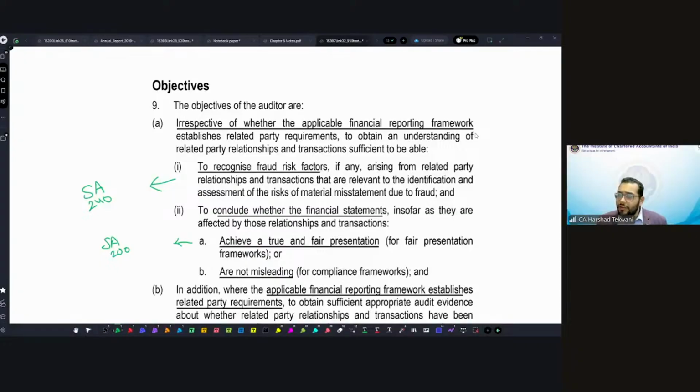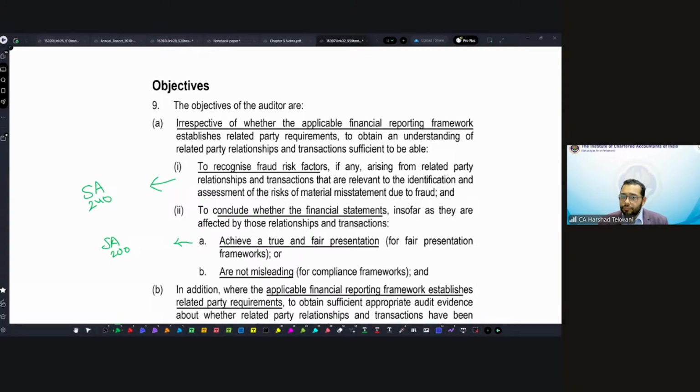So overall objective, SA 240 already places a requirement on me to check the financials. They should be true and fair. Check for the fraud risk as per 240. So it doesn't matter what your financial reporting framework says about disclosure. Irrespective of that, you need to go for this. And then whatever disclosures are there in the financial reporting framework, check for that. Clear?